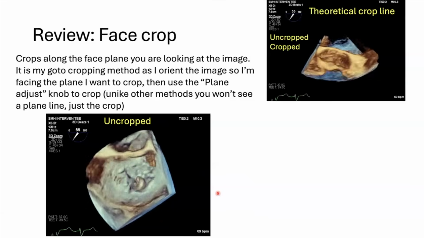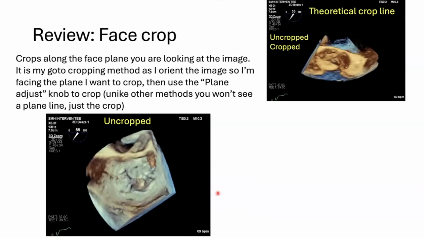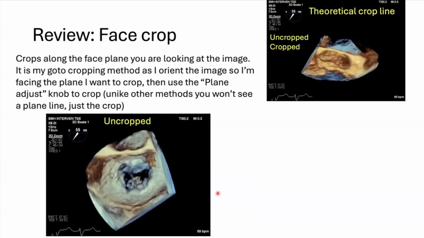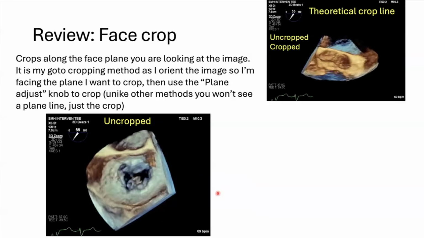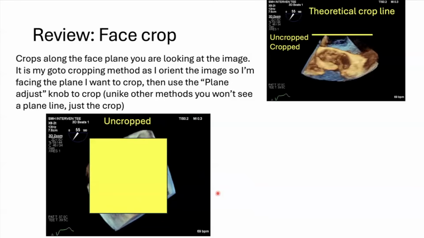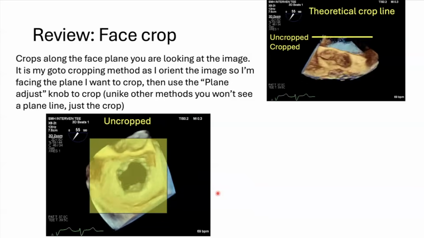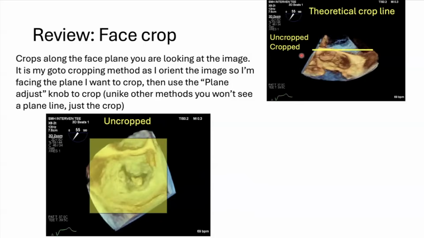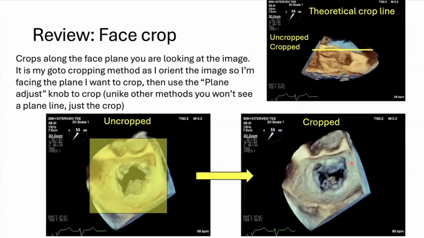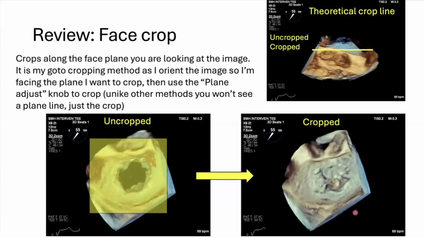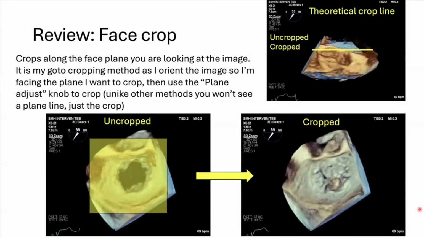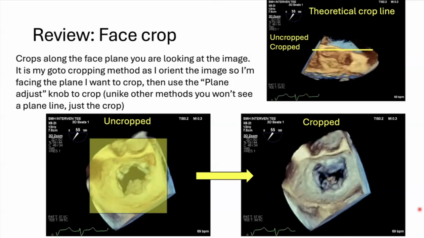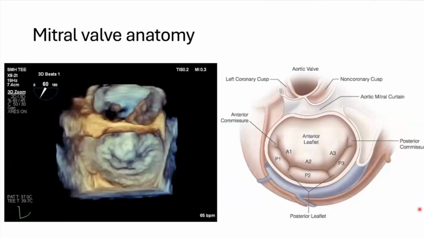And then just some review. Face crop is the cropping tool that I find the easiest to use. The way it works is that when you hit the face crop button, it will create this theoretical cropping plane that you can then use the plane adjust to bring that cropping plane down. And then it will crop away some of the atrium so that you see the valve in better detail here. You won't actually see the cropping plane. It's just going to crop as you turn down that plane adjust knob. But I find this very easy to use.